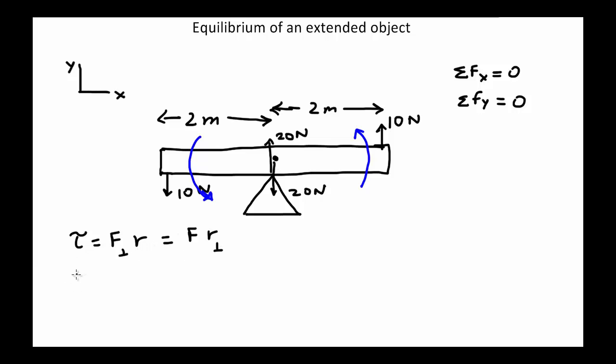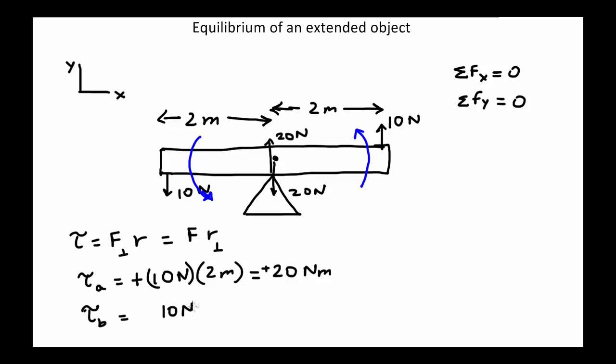The torque from Abe's force, let's call that tau A, would be the 10 Newton force times the perpendicular distance to the pivot, which in this case is 2 meters. And since this torque is counterclockwise, that becomes a positive. Remember, clockwise torques are negative and counterclockwise torques are positive. So this gives us a torque from Abe's force of 20 Newton meters with a plus sign to indicate that it's a counterclockwise torque.